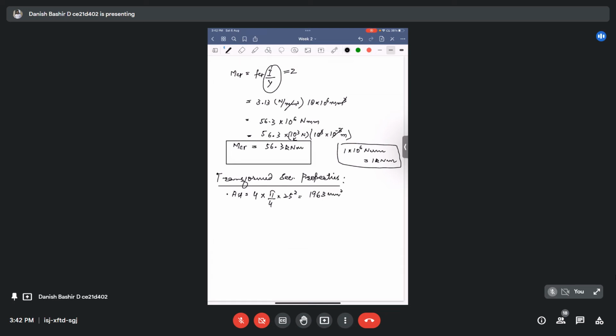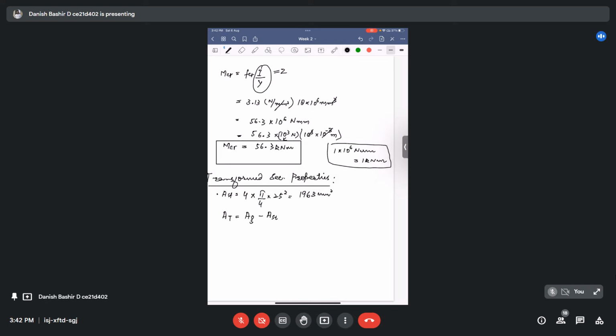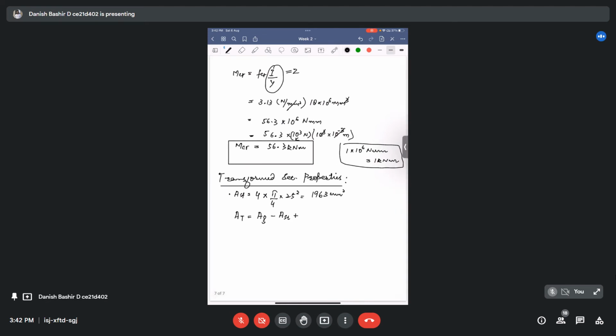So what I already said is that for the transformed area, from the gross area we take out the steel area and add the equivalent concrete area. That is gross area plus m minus 1 times AST.